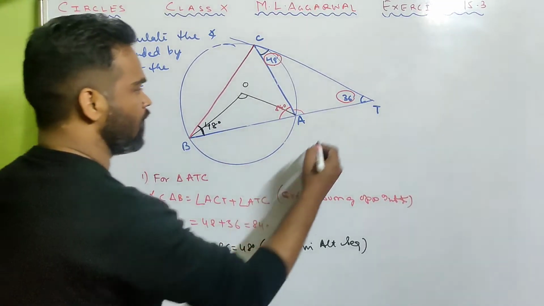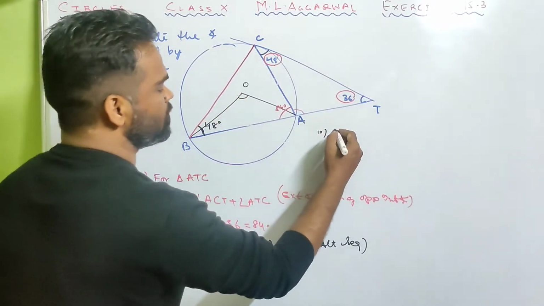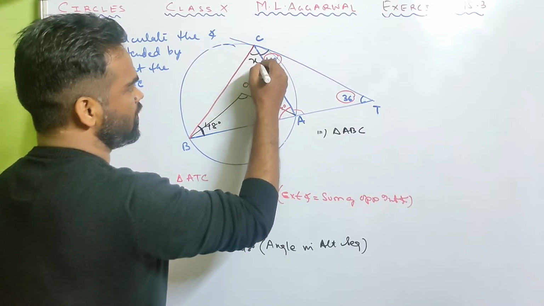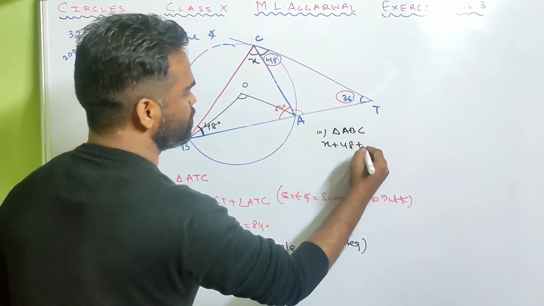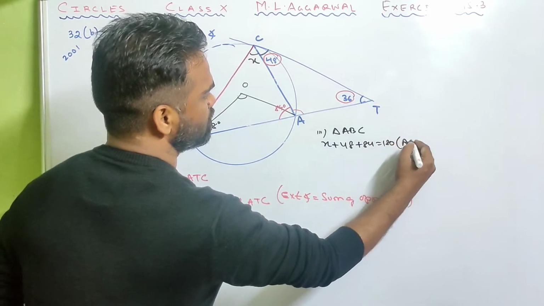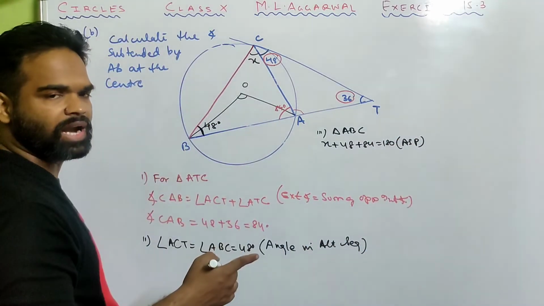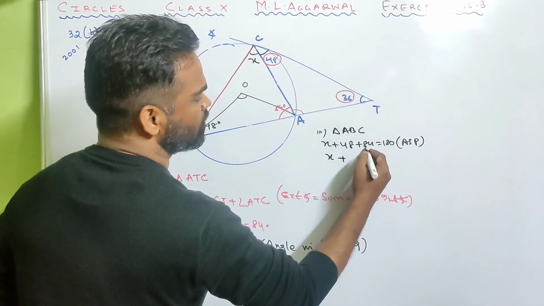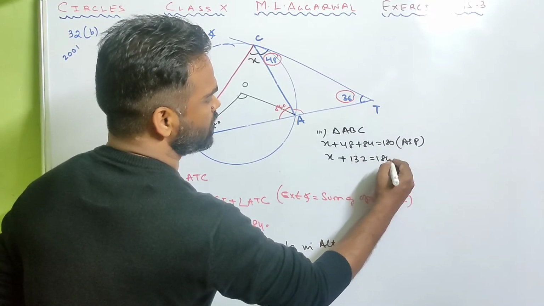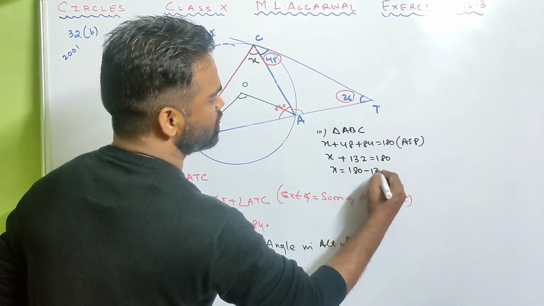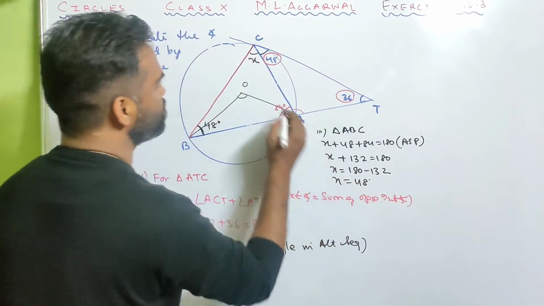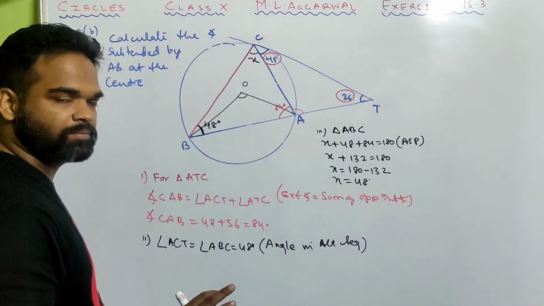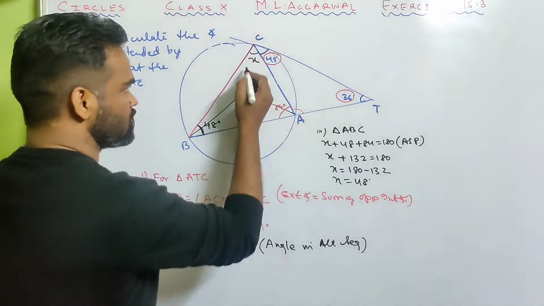Done? Now, in the triangle ABC, if you look carefully, this angle, suppose I take it as X. So X plus 48 plus 84 equals 180. Any doubt? Angle sum property. The three angles add to give 180. Now solve it. So X plus this is 132 equals 180. So X is 180 minus 132. So X is 48 degree. Yes or no? Let us see. Yeah, X is 48 degree. Now, this angle is 48 degree.